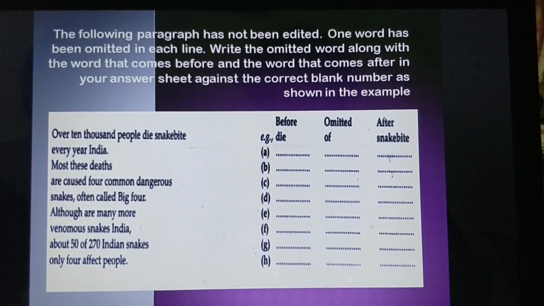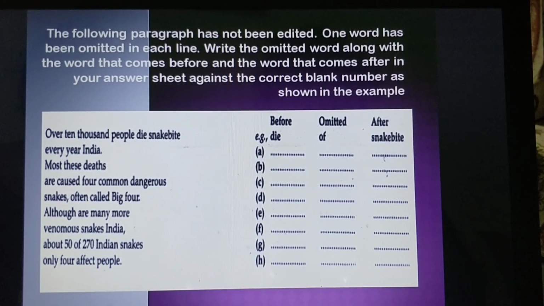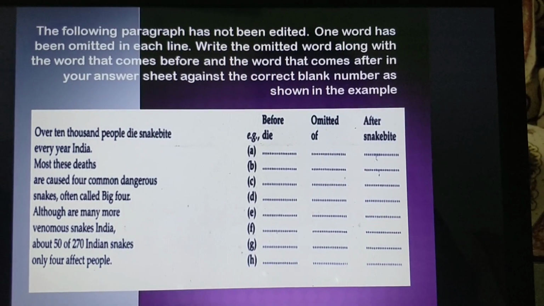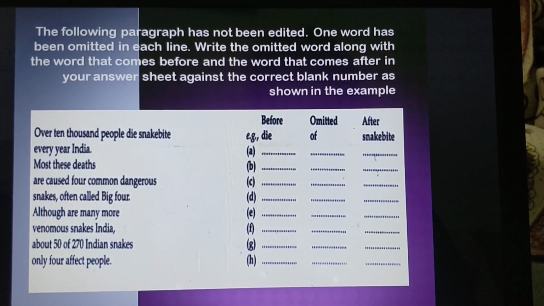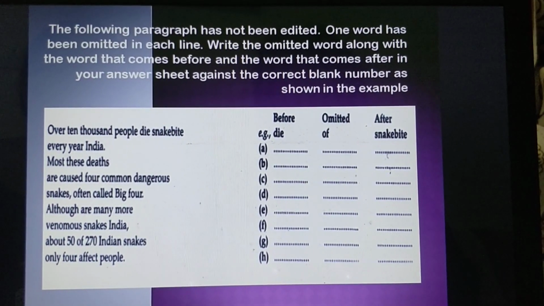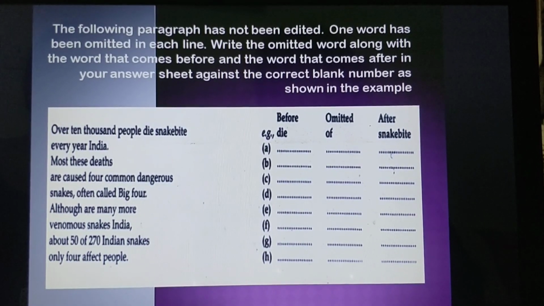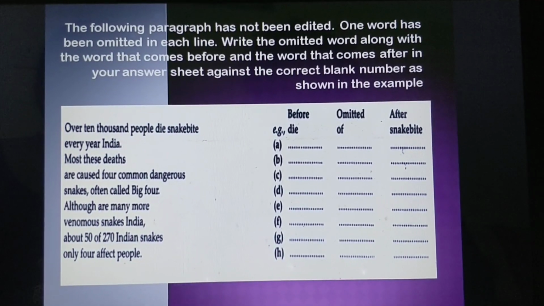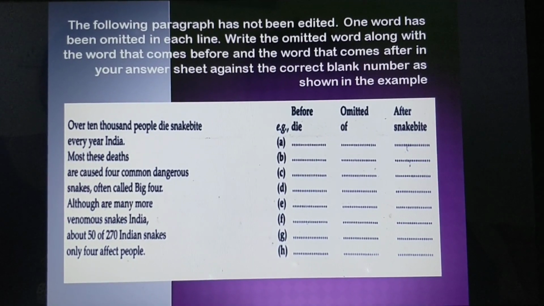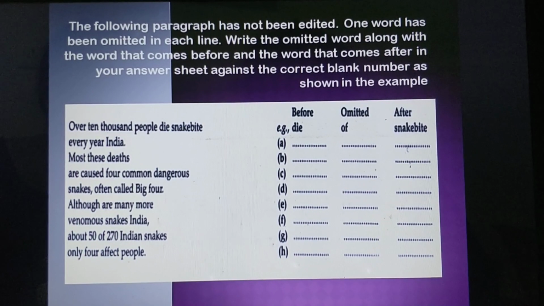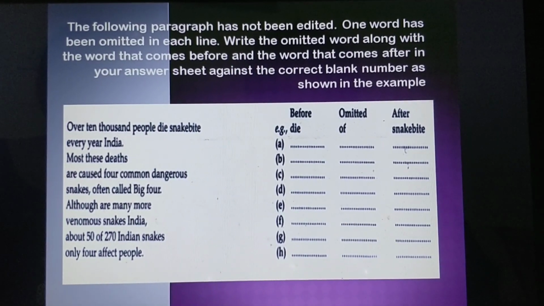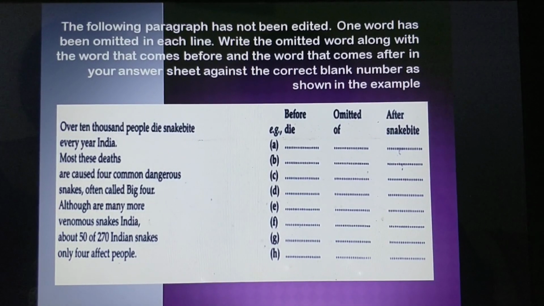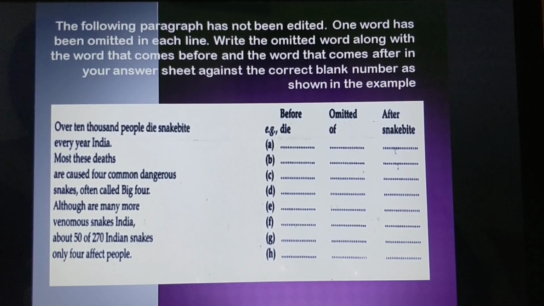Over 10,000 people die snake bite every year in India. Most these deaths are caused 4 common dangerous snakes, often called Big Four. Although are many more venomous snakes in India, about 50 of 270 Indian snakes, only 4 affect people. Now this passage seems to be incomplete because of the omitted words. So let us read the first line again.